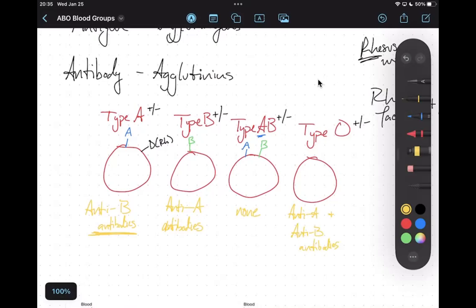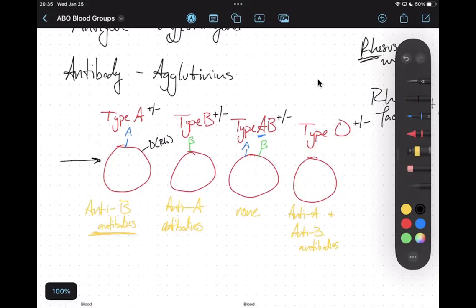An important thing to note about these antibodies is that they are naturally occurring in the blood, in the plasma of their respective blood types. Always. You don't have to be exposed in order to develop them, okay? So if we're looking at type A blood, just as an example, let's look here at type A blood.